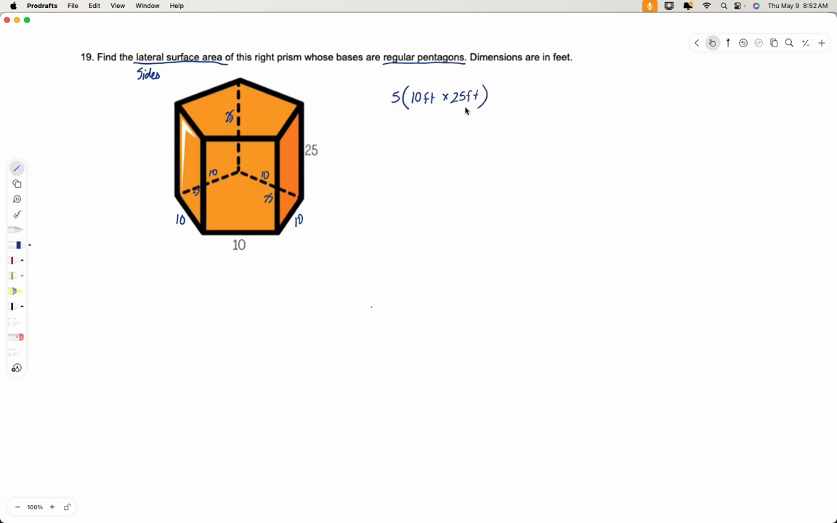So we just multiply. So that would be 5 times 250 feet squared, right? So 5 times 250, I know 4 times 250 is 1,000, so it's going to be another 250. So 1,250 feet squared.